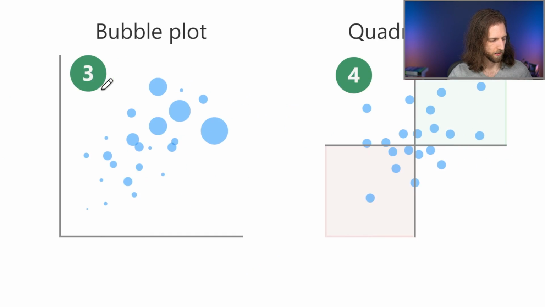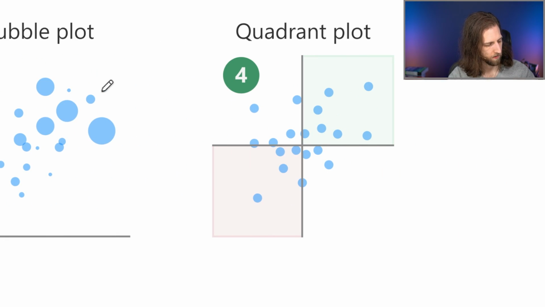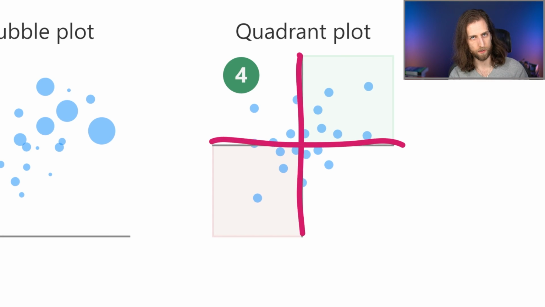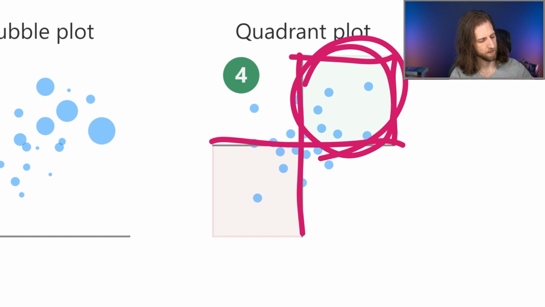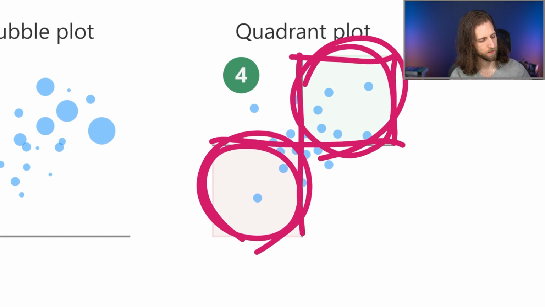A quadrant plot is a standard type of scatter plot where we have the data broken out into quadrants. This is very useful when we want to do a segmentation. For example, we want to identify which products are performing the best, which products are performing the worst, do a kind of grouping or segmentation of our products or our customers. So a quadrant plot is particularly useful for that.